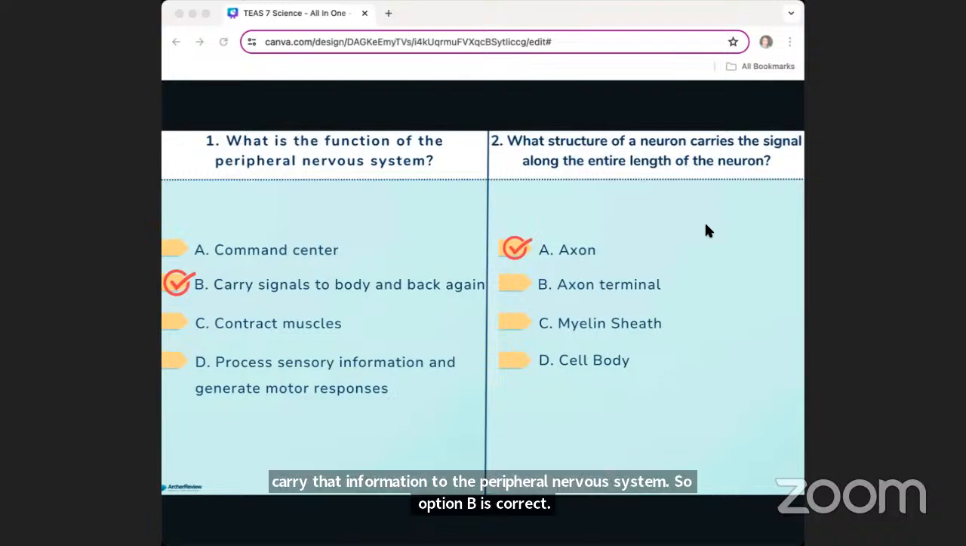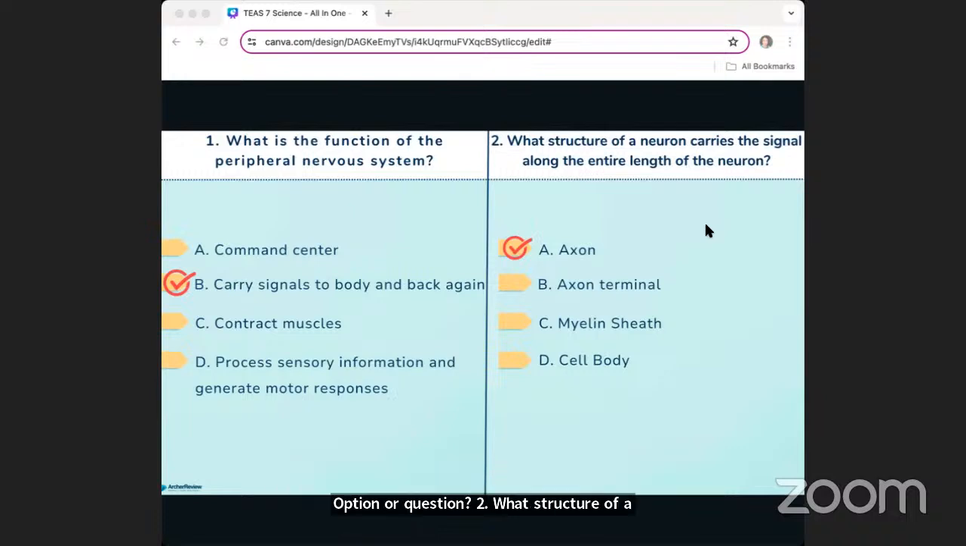Question 2, what structure of a neuron carries the signal along that entire length of the neuron? The correct answer is A, the axon. Remember, B, the axon terminal, are the end pieces of that neuron, and the axon terminal will carry the signal from the one cell to another cell, to a neighboring cell. C, the myelin sheath, is to surround and protect the axon, so it is not directly involved with carrying the signal. It just wraps itself and protects the part that does carry the signal, which is the axon itself.